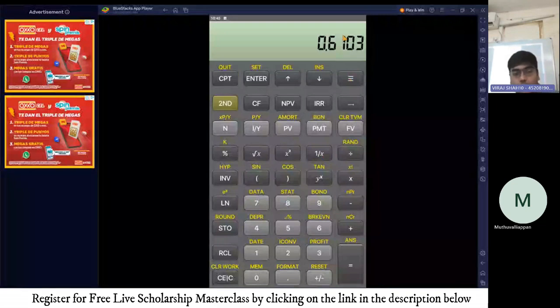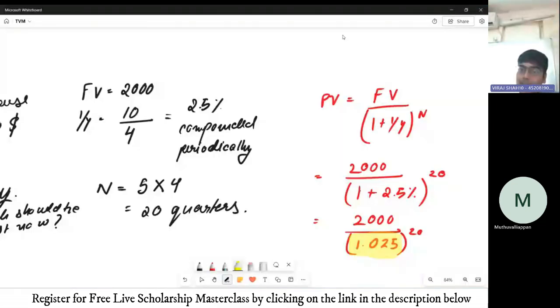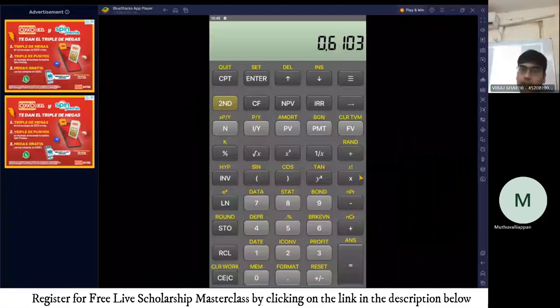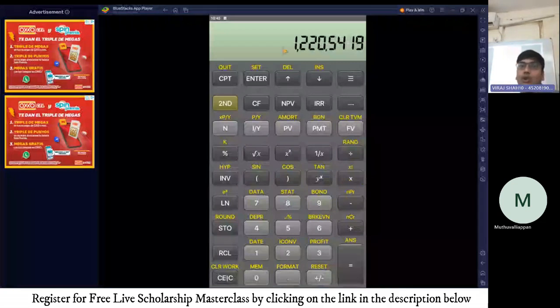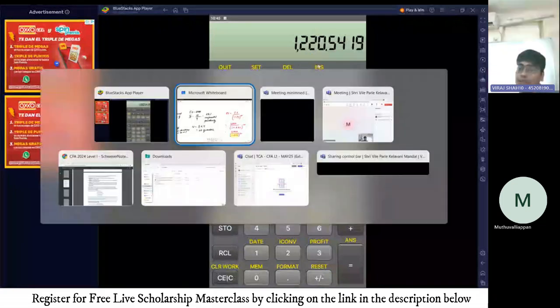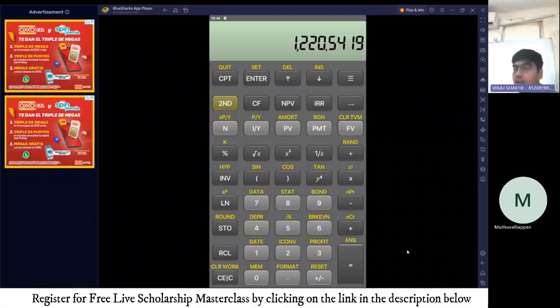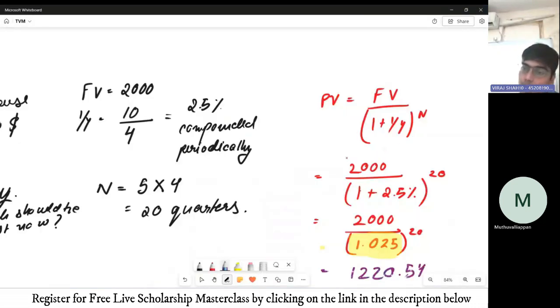ठीक है? So अब what do? We multiply it with 2000. So this is the answer we get. 1220. This is the present value. So the person has to invest 1220.54 right now to buy a house worth 2000 5 years later.